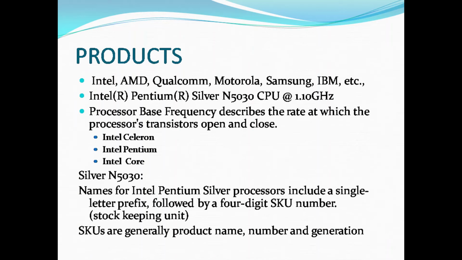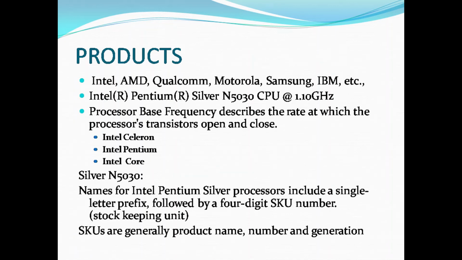Intel Pentium Silver with a CPU number N5030, and the processor speed, that is the processor base frequency, is given at the rate of 1.10 kHz. That rate signifies the speed at which the transistors open and close. There are some other ranges of Intel products: Intel Celeron, Intel Pentium, Intel Core.